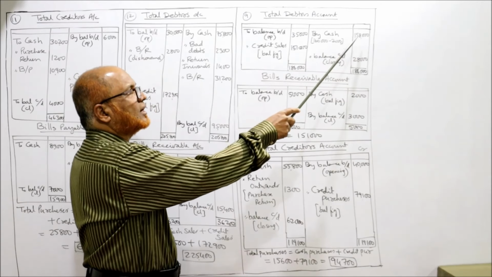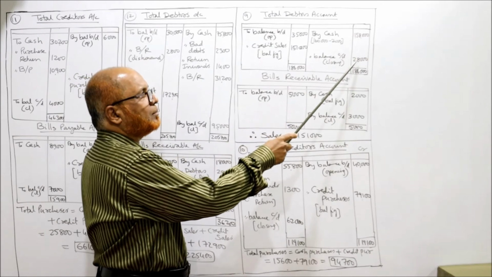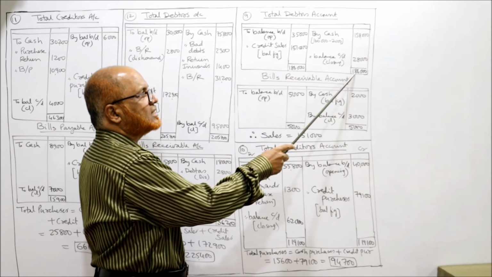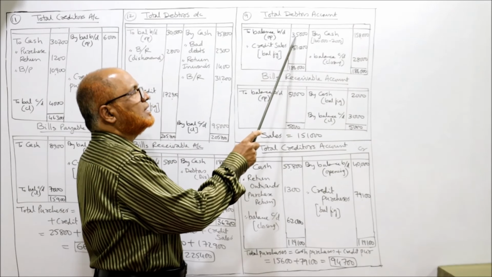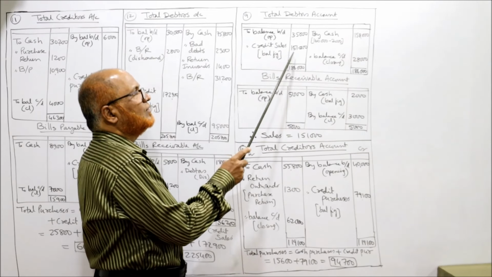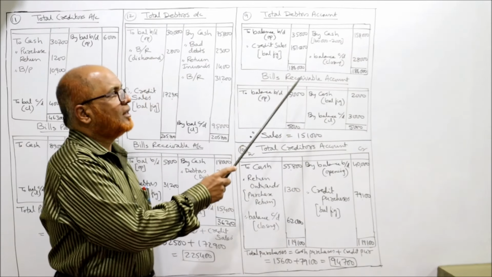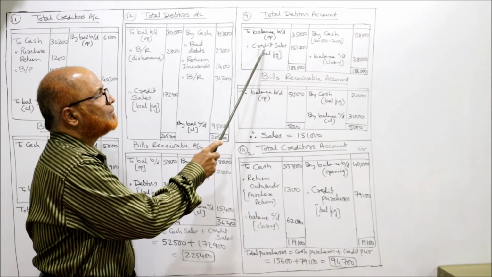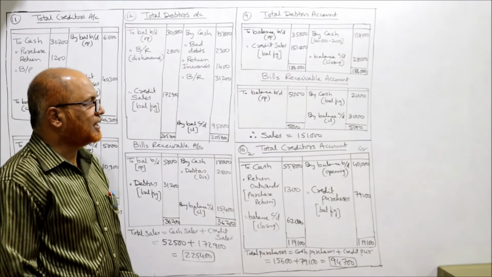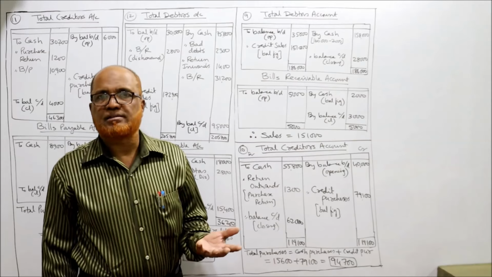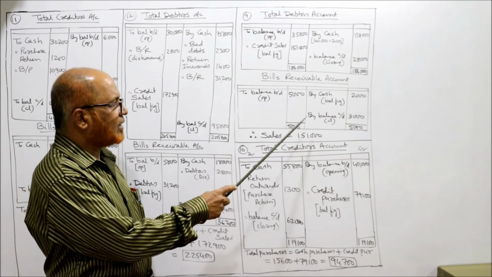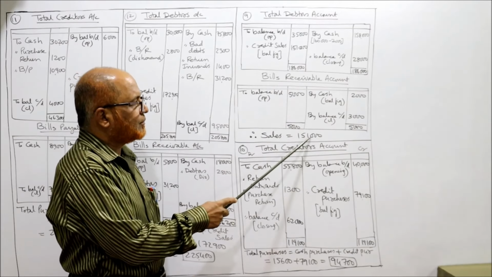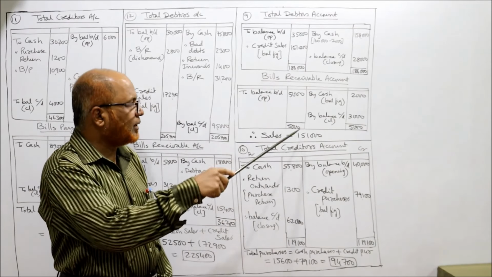Now find out the total on the credit side. 1,58,000 plus 28,000, you will get 1,86,000. From 1,86,000 subtract 35,000. So the balancing figure is 1,51,000. What is this 1,51,000? Credit sales. We are not given any cash sales in this problem. So total sales are 1,51,000. That's it. This is the end of problem number 9.